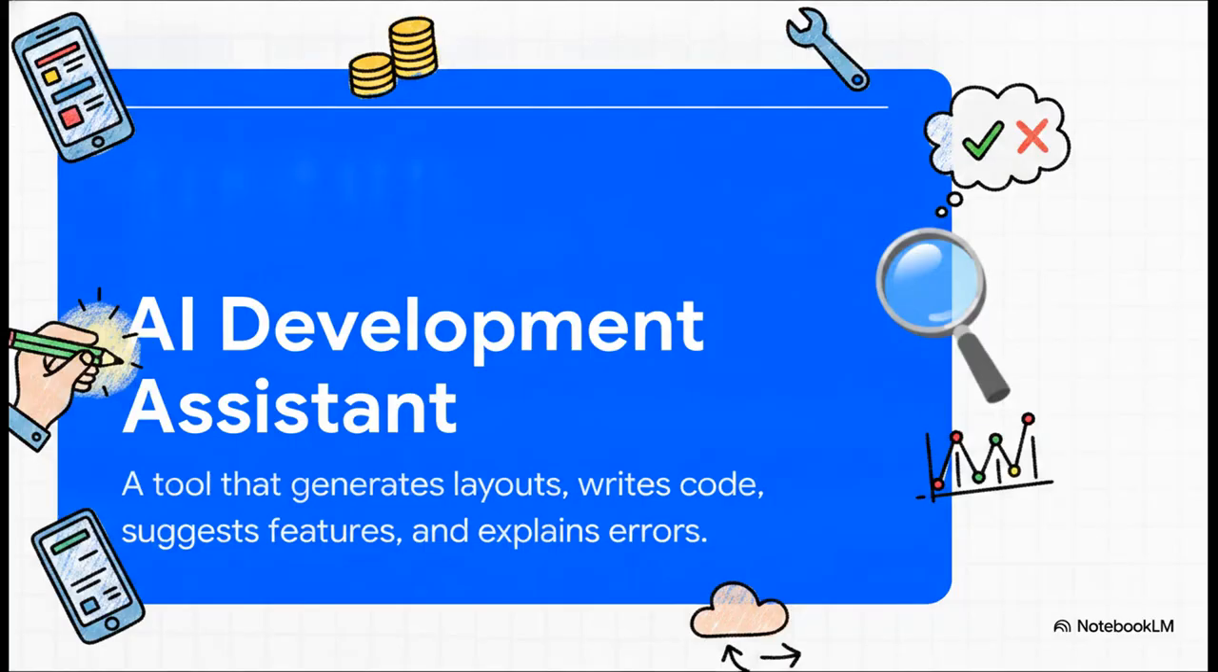But let's define this. An AI development assistant generates layouts, writes code, suggests features, and even explains your errors. But here's a quick reality check. It's an assistant, not a replacement for you. You absolutely must review the results carefully, test everything on your phone, and customize that output to make sure it actually meets real human needs.